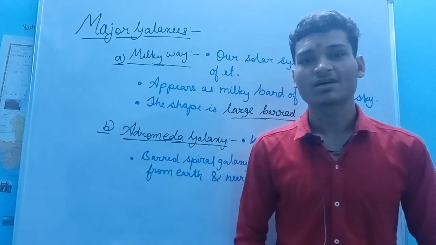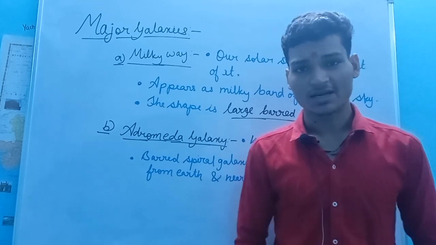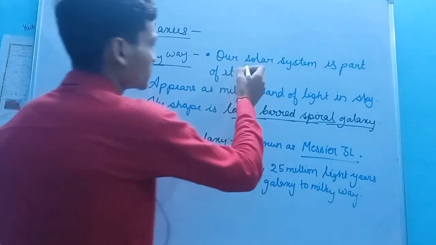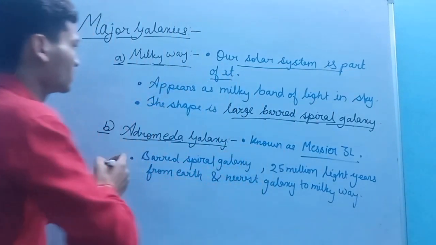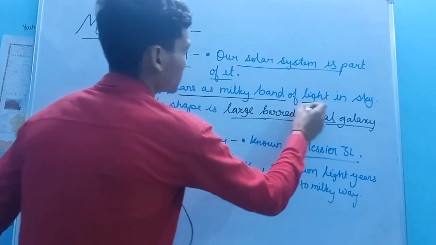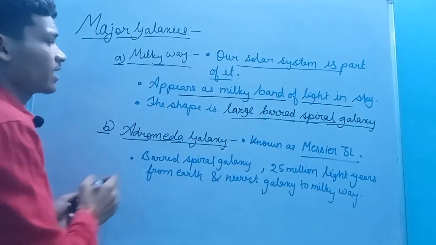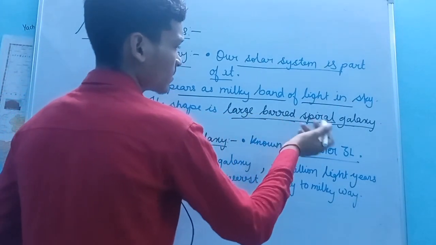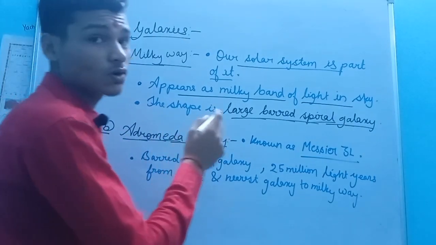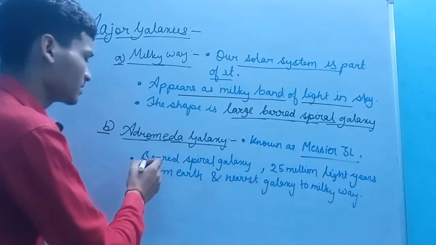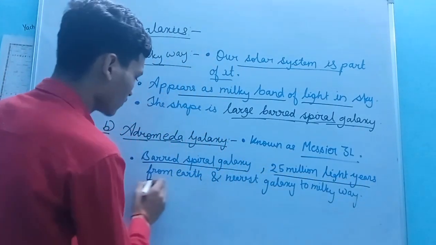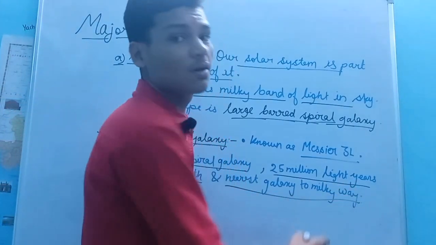Okay, so these are a few facts related to the major galaxies, so just note them down. First one is the Milky Way galaxy, and our solar system is part of this. It appears as a milky band of light in the sky, that's why it is named the Milky Way, and its shape is a large barred spiral galaxy. Note it, this is a very important point. And the Andromeda galaxy, also known as Messier 31, is a barred spiral galaxy approximately 25 million light years from the earth, and the nearest galaxy to the Milky Way.